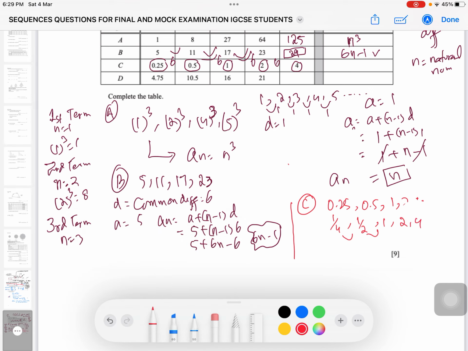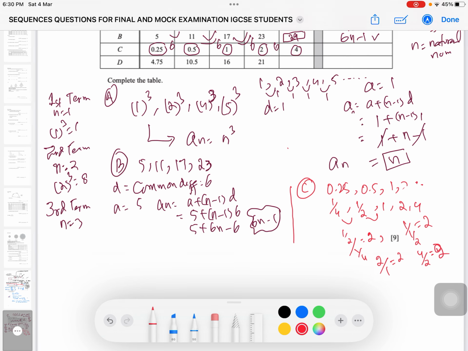Now the second option with us is a geometric sequence. What is the geometric sequence concept? The second term divided by the first term, the third term divided by the second term, the fourth term divided by the third term. So 1 over 2 divided by 1 over 4, what's the result? It's 2. Now divide 1 by 1 over 2, the result is 2. Divide 2 by 1, the result is 2. Divide 4 by 2, the result is 2.